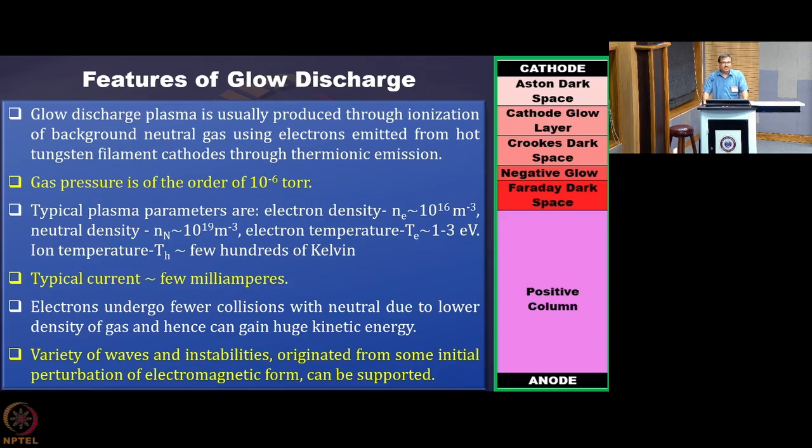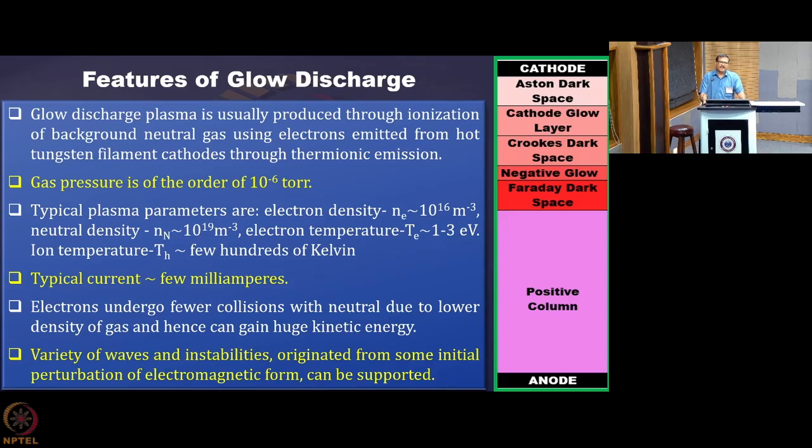But you see the electron temperature is 1 to 3 eV. 1 electron volt is how much? It is 11,600 Kelvin. So when I say 3 eV, it is more than 33,000 Kelvin, whereas the heavy species temperature is only a few hundred Kelvin. So there is a very huge difference in the temperature of the electrons and the heavy species. That is a true kind of non-equilibrium plasma that you are forming over here.